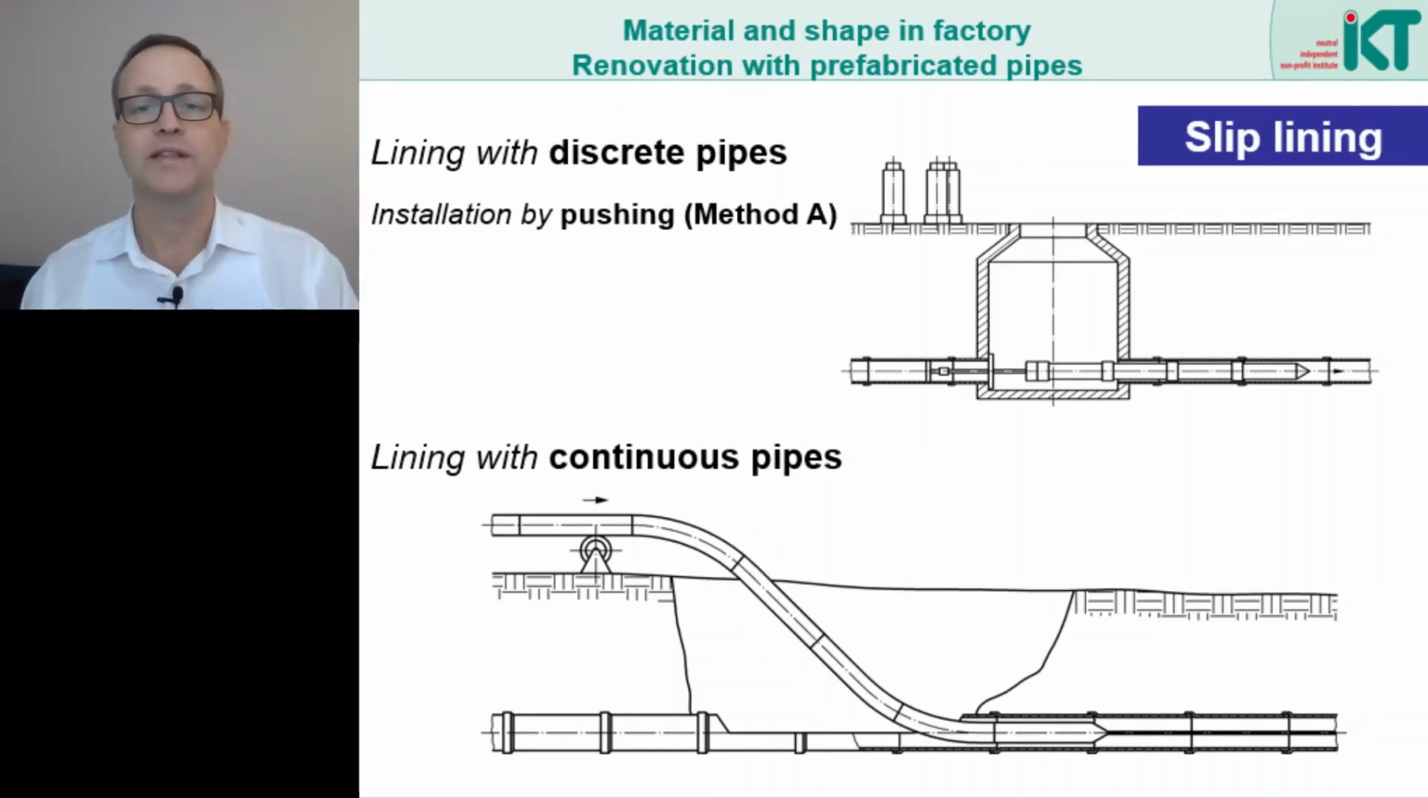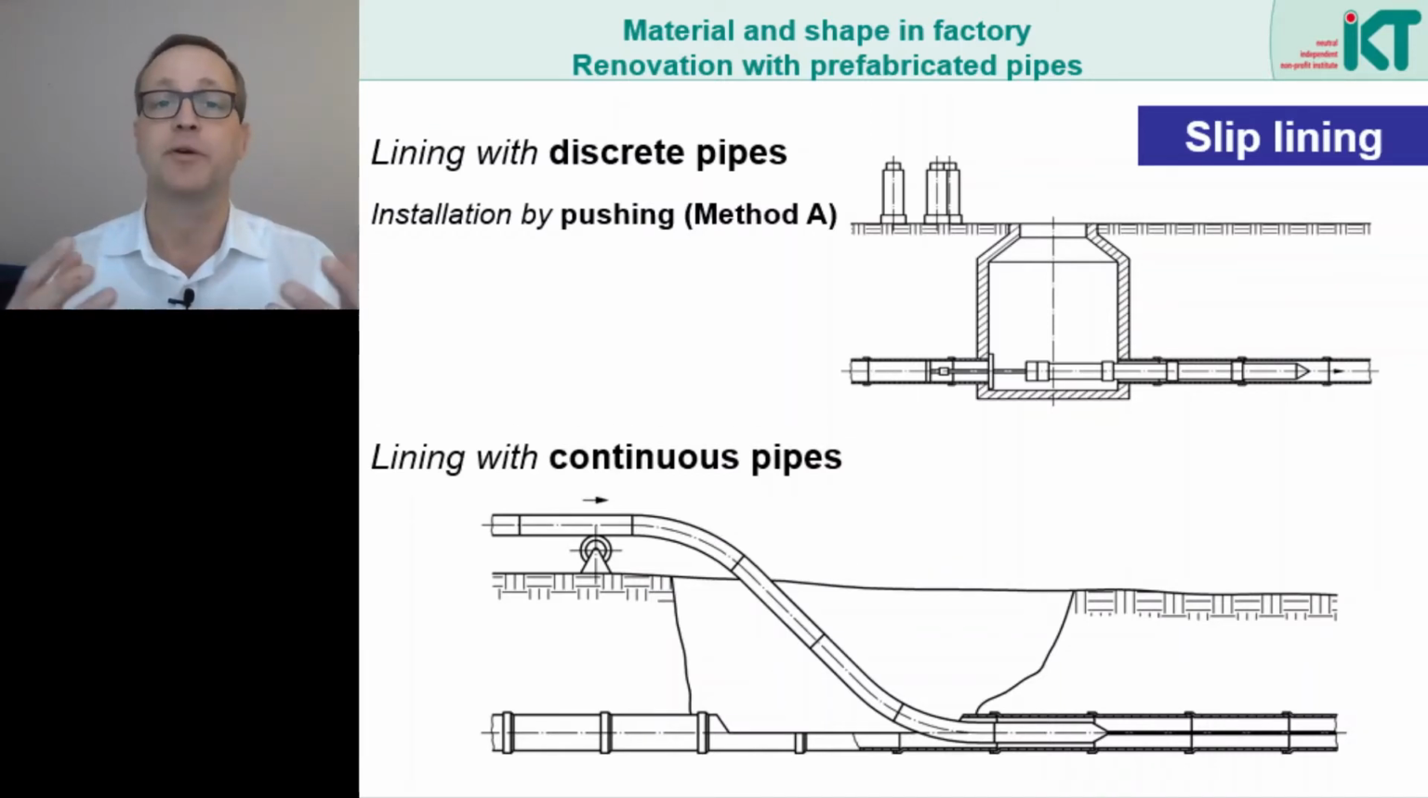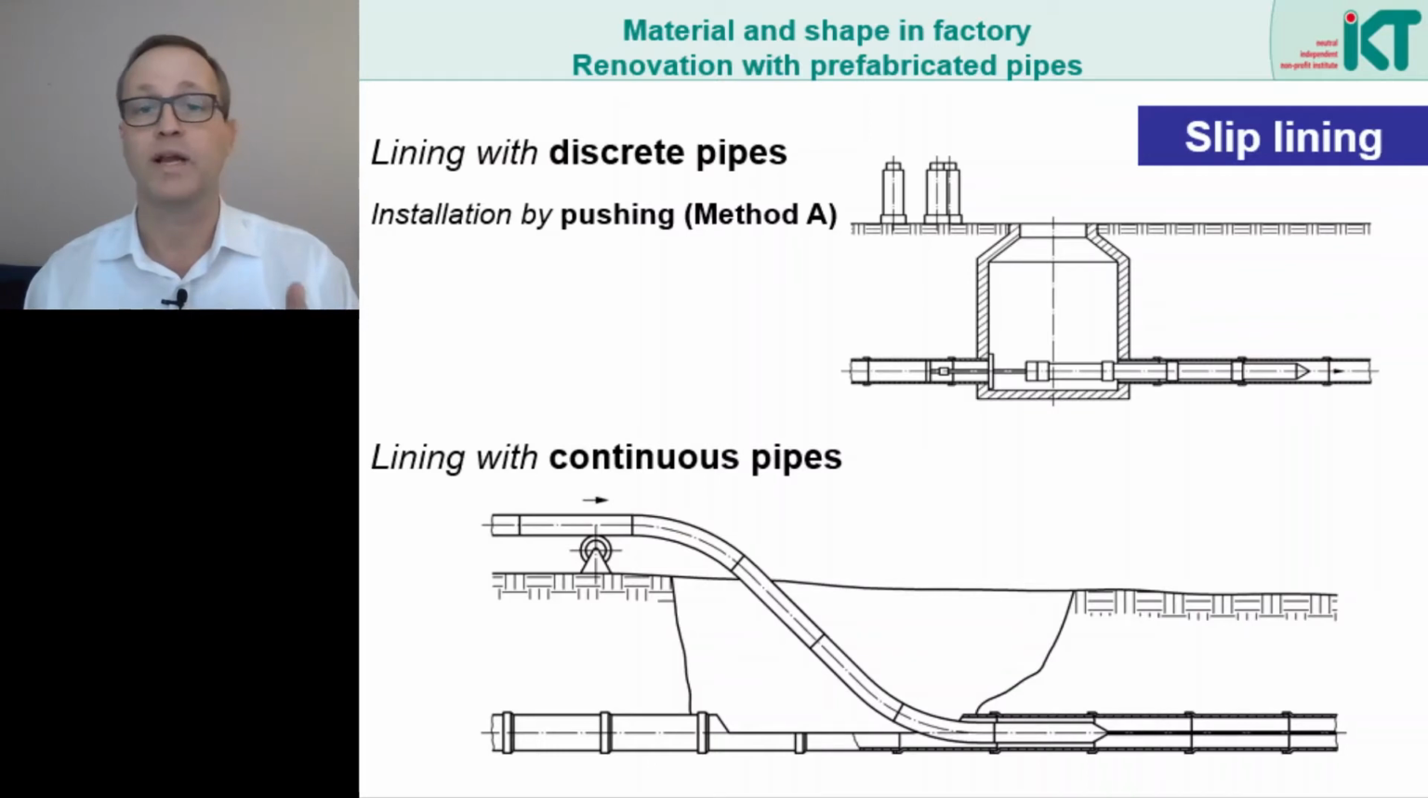Below, we see the lining with continuous pipes. Here, the pipes are also pre-produced in the factory and then delivered to the construction site. The pipe joint is made on site by welding. Of course, this is only possible with weldable materials such as polyethylene. The welding process takes place on the surface, so a relatively large excavation pit is needed to pull the pipe string into the old pipe.